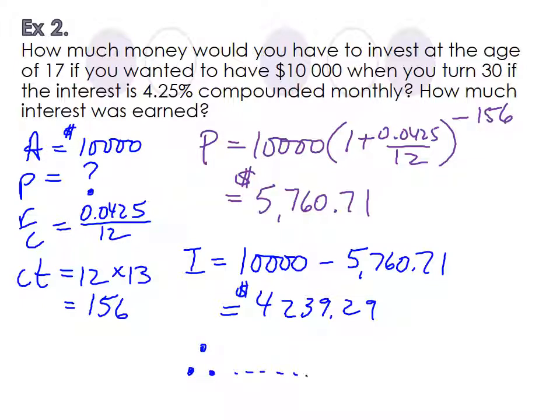Put in your own therefore statements. Therefore, I invest this much when I'm 17. Therefore, the amount of interest I earned was this.